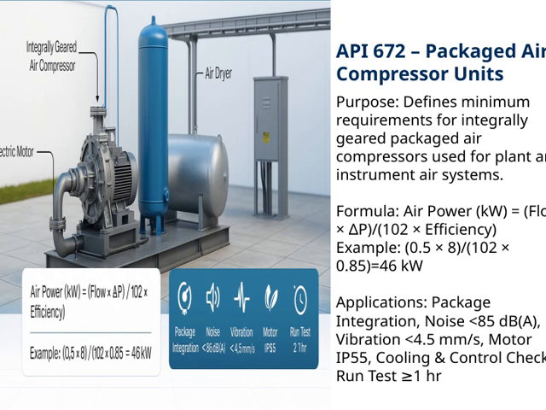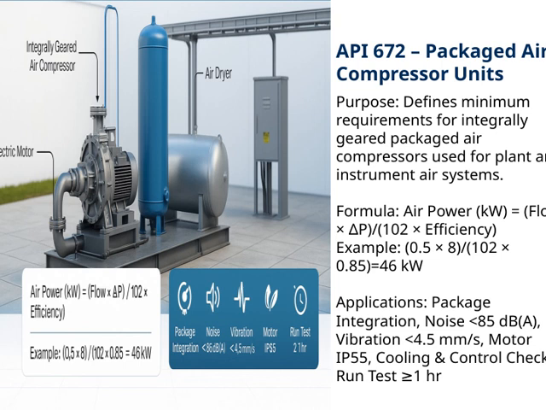Now, a key point is understanding how to calculate the air power needed. The formula we use is air power in kilowatts, which equals the flow rate multiplied by the pressure differential, divided by 102 times the efficiency. To put it simply, if you know the flow and pressure, you can determine the power required for the compressor, making it easier to select the right equipment.